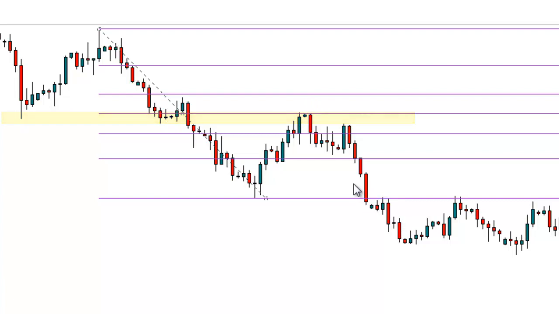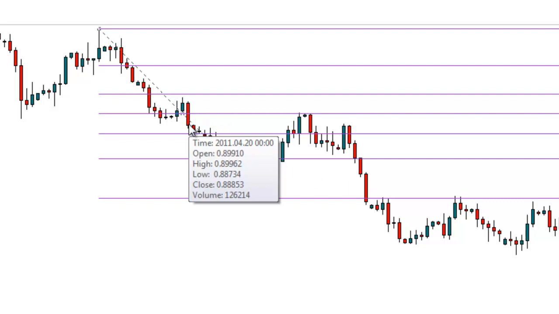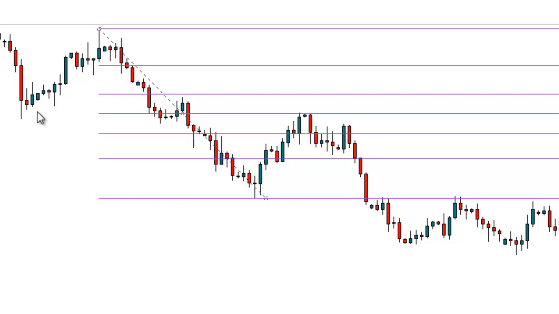So this is the way that we use this tool. We can see that it's actually a very, very powerful tool. We don't want to use it in isolation. We prefer to use it with a previous level of support or a previous level of resistance.